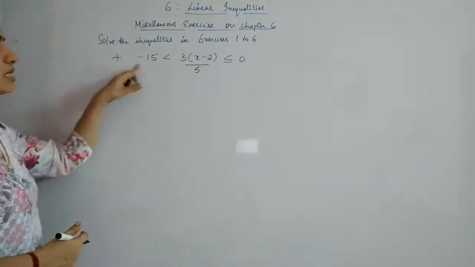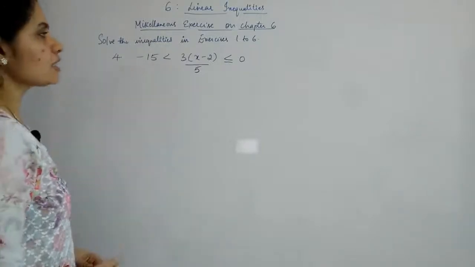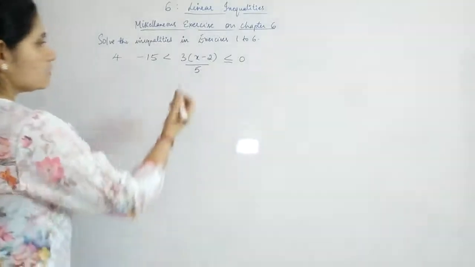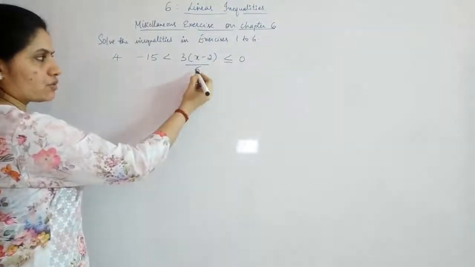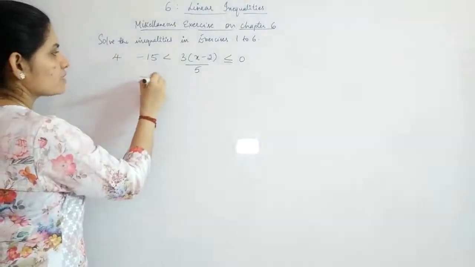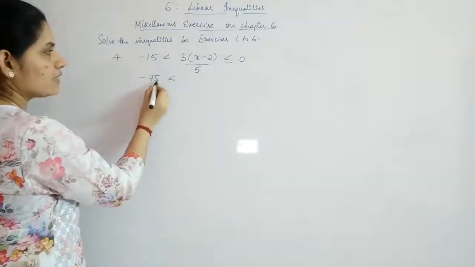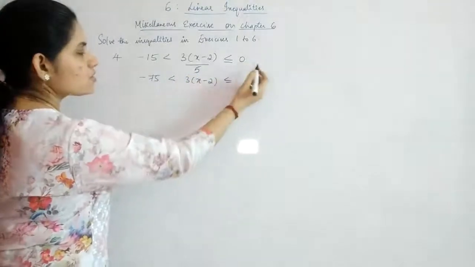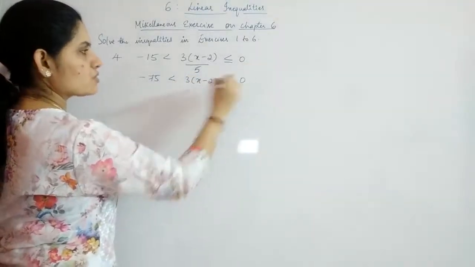Question number 4 is minus 15 less than 3 into (x minus 2) divided by 5 less than or equal to 0. First we have to remove 5. So we are multiplying throughout by 5. What you will get? Minus 15 into 5, minus 75. So it is minus 75 less than 3 into (x minus 2) less than or equal to 0 into 5, which will again give you 0 only.